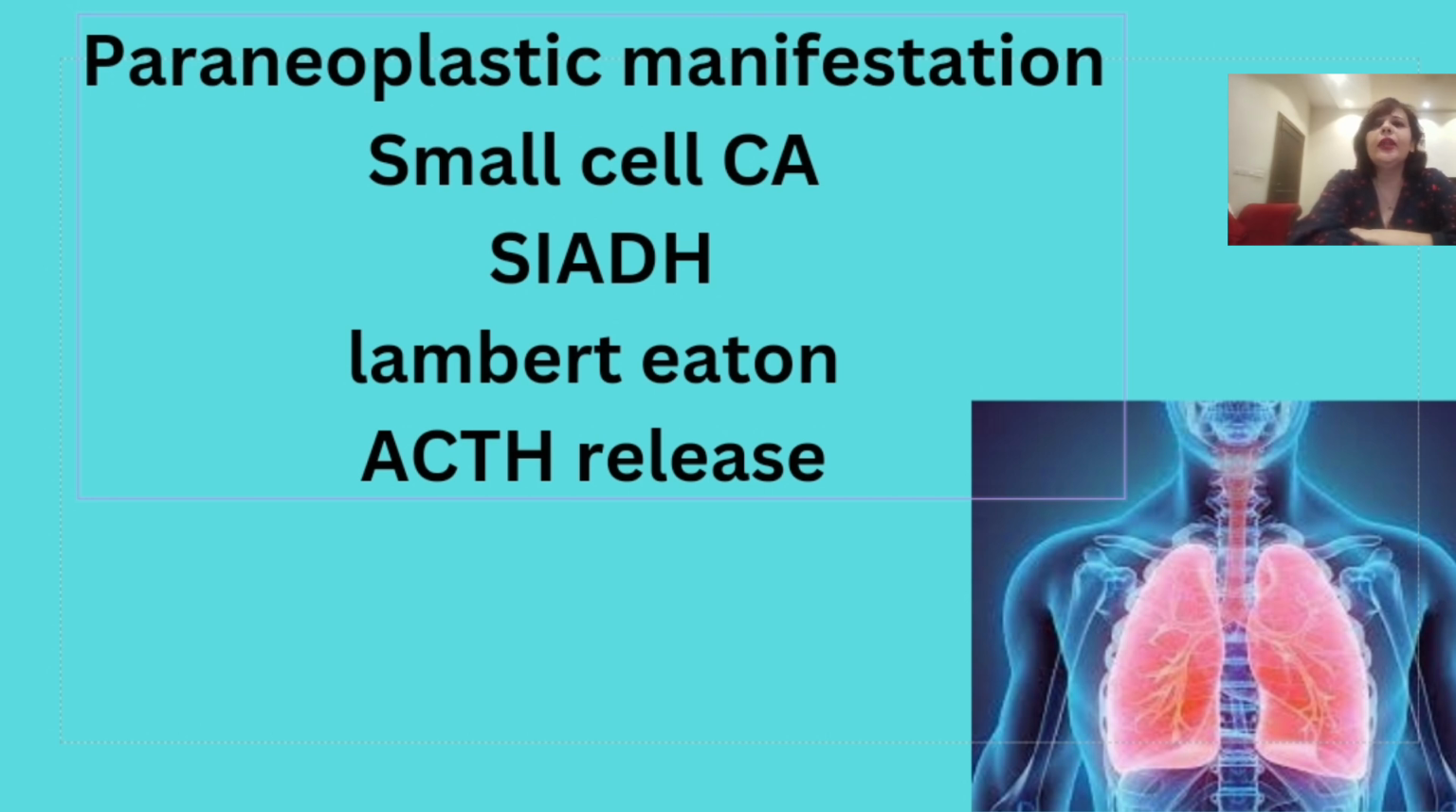Now, you can also get paraneoplastic manifestations. In small cell CA, you can have syndrome of inappropriate ADH secretion, which will lead to low sodium because of retention of water, and it can lead to confusion. Lambert-Eaton syndrome means that the patient has weakness of muscles, and it improves if the patient continues to exert some force. Then the patient can have excessive ACTH production, which can lead to Cushing syndrome.